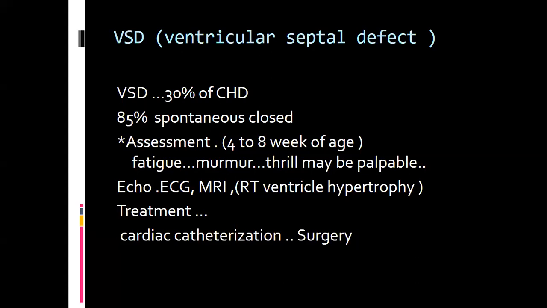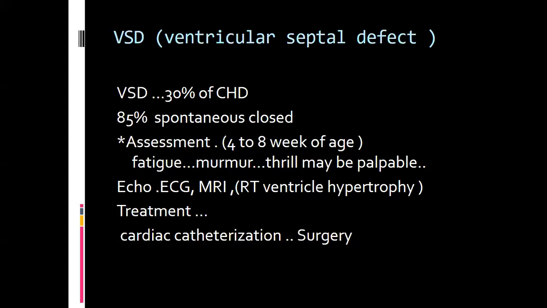So the echocardiography, the ECG, and also the magnetic resonance imaging can show features of right ventricular hypertrophy. They can also be seen in a patient with a ventricular septal defect. The treatment of these cases is catheterization, and there are also surgical indications in cases of ventricular septal defect.